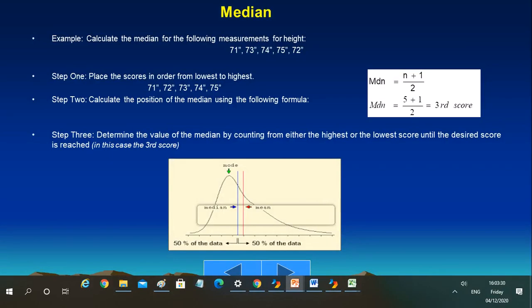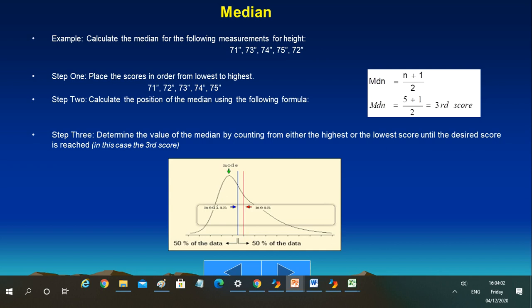Example: calculate the median of the following measurements for height: 71 inches, 73 inches, 74, 75, 72. Now suppose this is the data that you have. You can place the scores in order and see which is the midpoint. Then calculate the position of the median using the formula, median position equals (n plus 1) divided by 2. When you do that, you will get the middle point, which is 73 in this case.